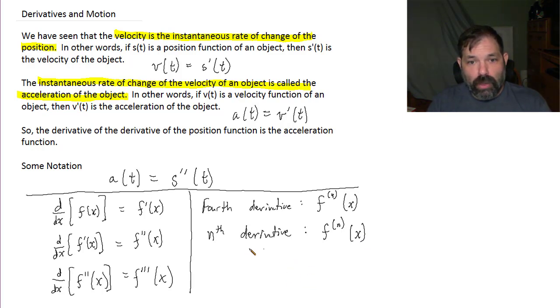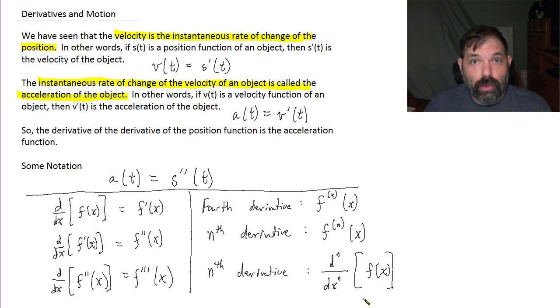Another notation for the nth derivative, instead of f nth derivative of x, is to write d^n over dx^n of f of x. Notice if it was the first derivative, it would be d^1 over dx^1, and we would normally not write the ones in that situation, but we could. It's just not normally done.